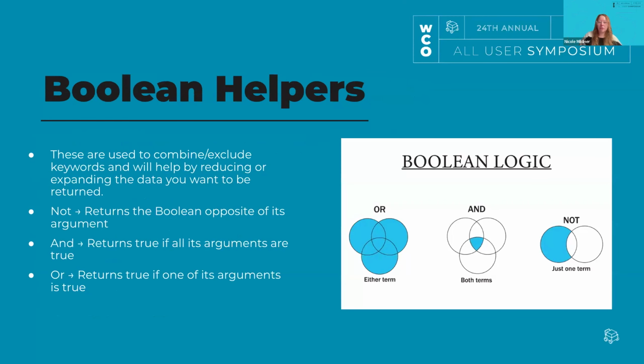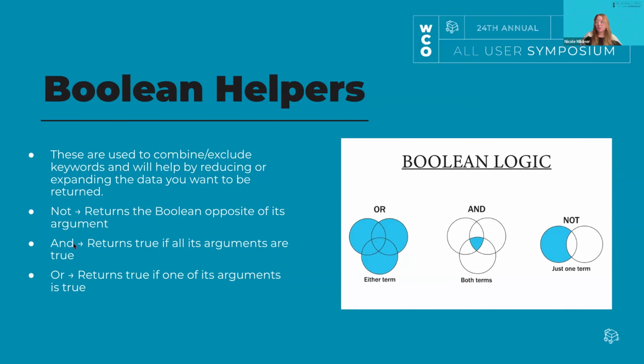All right, so first we're going to start off with some Boolean helpers. These are used to combine or exclude keywords, and it'll help reduce and expand the data you want to be returned. So to start off, there are 3 arguments that can be used with the Boolean helpers. There is not, which returns the Boolean opposite of its argument. Basically, if the argument is true, it'll return false. And if it's false, it'll return true.